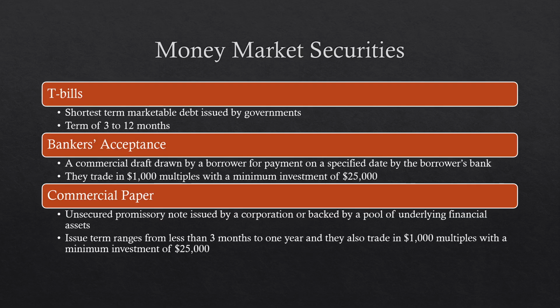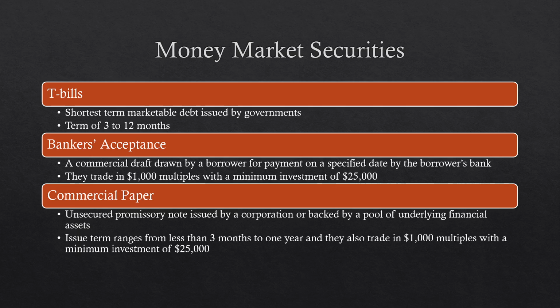Now there are some different money market securities. So this would include something like T-bills where the term is 3 to 12 months. It is the shortest term marketable debt issued by governments. You also have banker's acceptance, which is something like a commercial draft drawn by a borrower for payment on a specified date by the borrower's bank. They usually trade in multiples of $1,000 with a minimum investment of $25,000. Commercial paper is an unsecured promissory note issued by a corporation or backed by a pool of underlying financial assets.